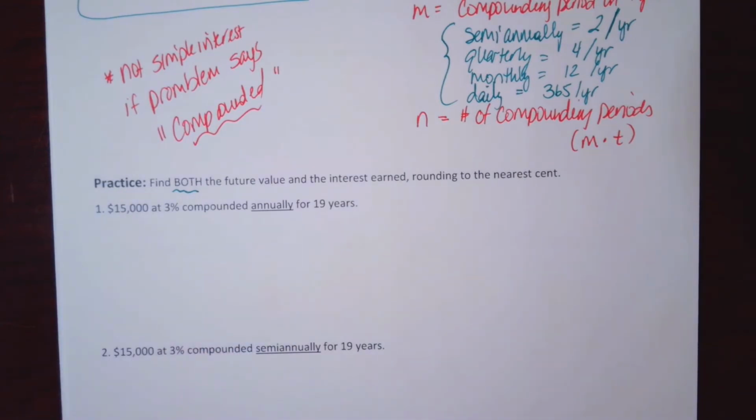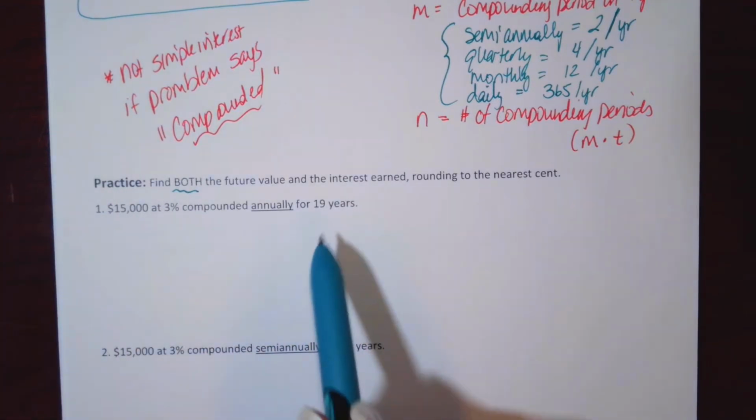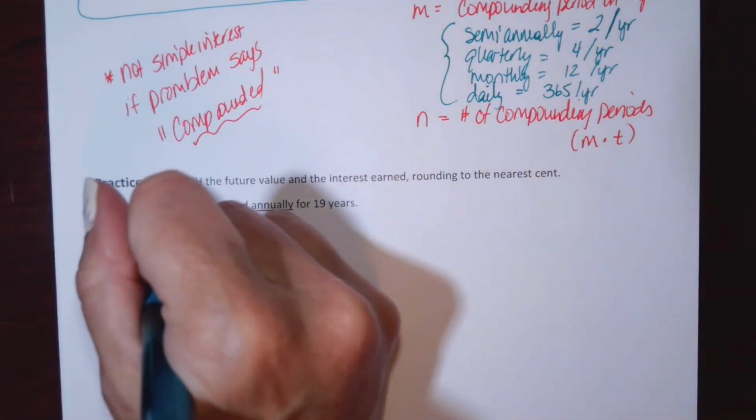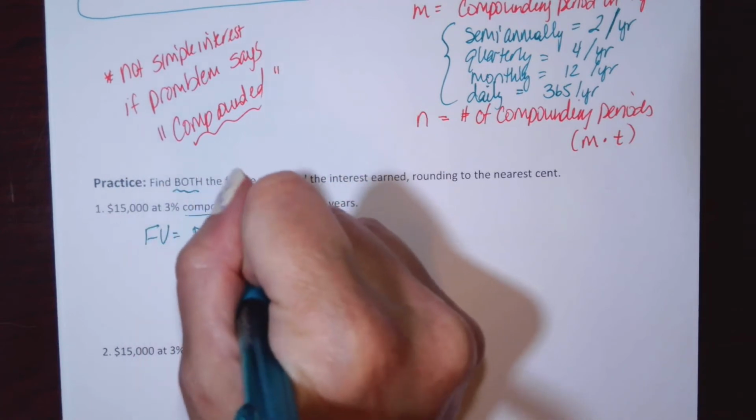$15,000 is compounded at 3% compounded annually for 19 years. There's my compounded, so I know it's compound interest, so we immediately pull out our compound interest formula and write it down.